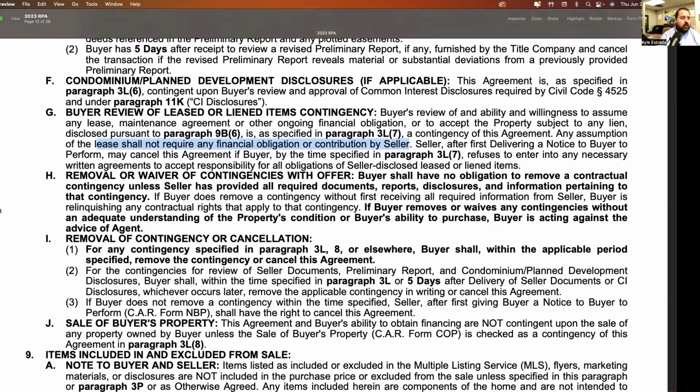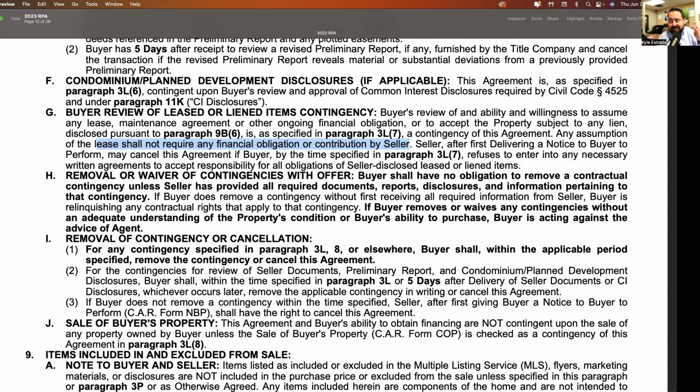Okay. Removal or waiver of contingencies with the offer. Buyer shall have no obligation to remove a contractual contingency unless seller has provided all required documents, reports, disclosures, information pertaining to that contingency. If buyer does remove a contingency without first receiving all required information from seller, buyer is relinquishing any contractual rights that apply to that contingency. If buyer removes or waives any contingencies without an adequate understanding of the property's condition or buyer's ability to purchase, buyer is acting against the advice of agent.